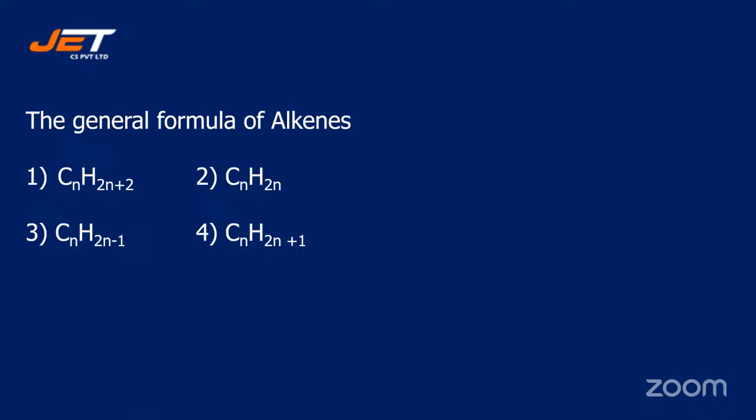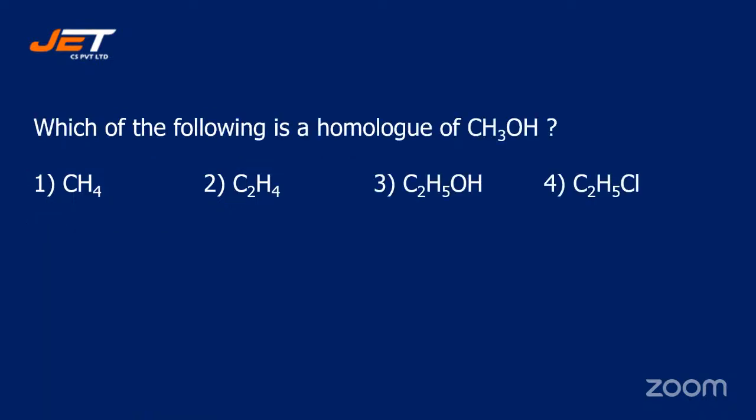Alright, students, your 20 seconds are over. Let me reveal the correct answer. That is option number 2, CnH2n. For alkenes, it is CnH2n. For alkynes, it is CnH2n minus 1. And for alkanes, it is CnH2n plus 2. So the correct answer for this question is CnH2n. All those who have selected option number 2, you all are correct. Next question.